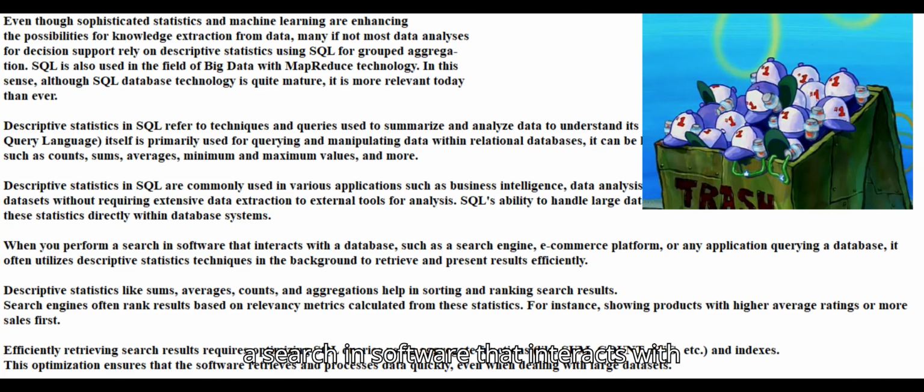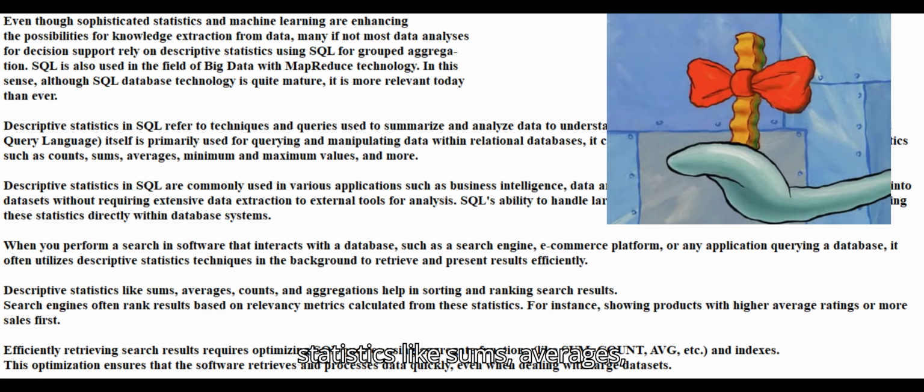When you perform a search in software that interacts with a database, such as a search engine, e-commerce platform, or any application querying a database, it often utilizes descriptive statistics techniques in the background to retrieve and present results efficiently. Descriptive statistics like sums, averages, counts, and aggregations help in sorting and ranking search results. Search engines often rank results based on relevancy metrics calculated from these statistics.